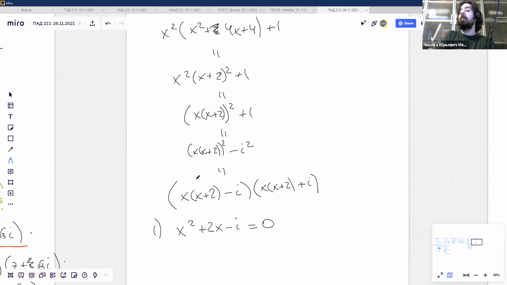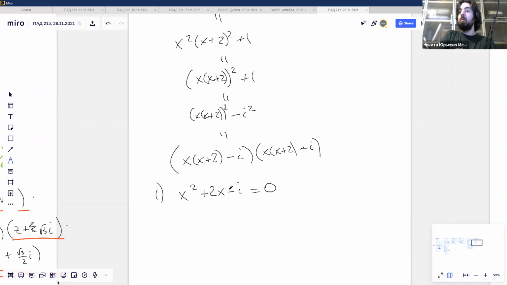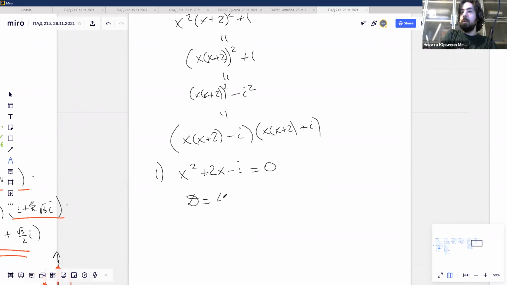Part 1, this equals 0. Well, I can write the discriminant. It is 4 plus 4i. And I can write that x equals minus 2 plus minus root of 4 plus 4i. In fact, it is not necessary to write plus minus root because this root is two numbers. I can write plus root divided by 2. It's easy to see that it is the same as minus 1 plus root of 1 plus i. Okay. I simply cancel 2 everywhere.